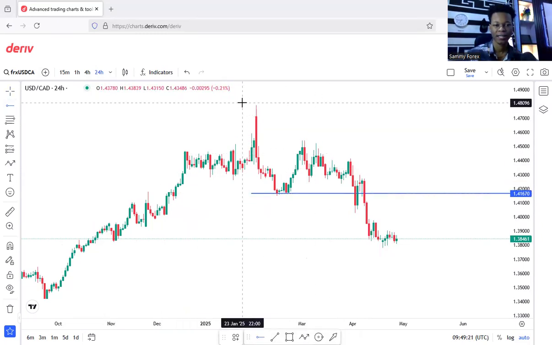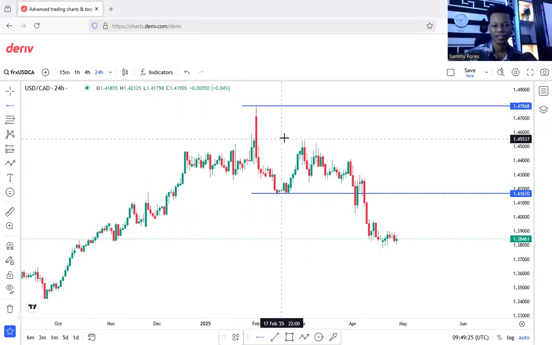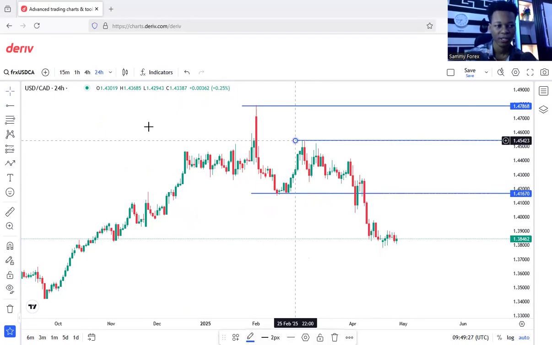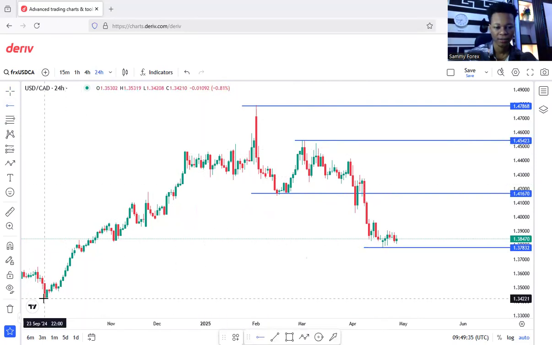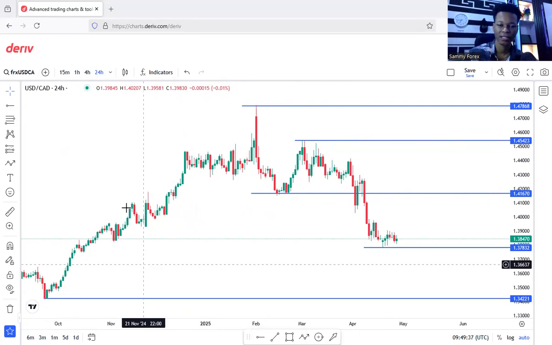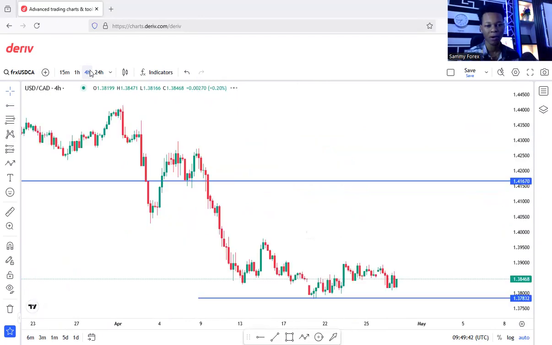And this high, this is the highest point that price got to before it created this new high. And this is a new low that price created here, and created this low. So I think those are the key zones you have to look after. And we have the 4 hours time frame.